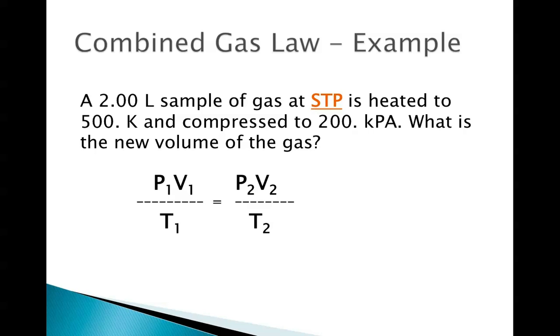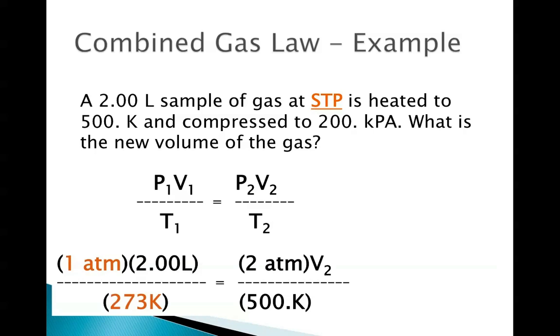So here I have my combined gas law. I'm using all 3 variables because they're all going to be changing. And then I'm going to input my information given to me. Now, the 2 liters, I can clearly see in my word problem. The 1 atm and 273 Kelvin comes from STP. So I'm plugging in my 1 atm and 273 because those are the standard temperature and pressure. I'm plugging in my new temperature, 500, and then I decided to convert my kilopascals to 2 atm.